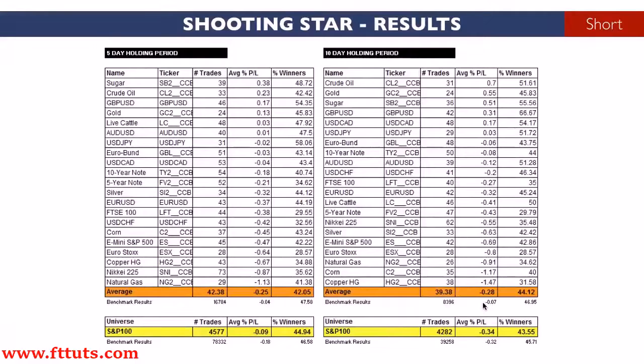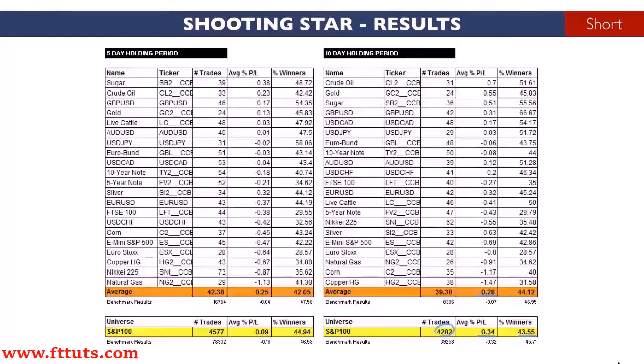Shorting a shooting star pattern on the close and holding the trade for 10 days produced an average loss of minus 0.28% across our 21 markets and an average loss of 0.34% in stocks with a win rate of 44%. And this was from over 4,000 separate signals. So the results are pretty conclusive.